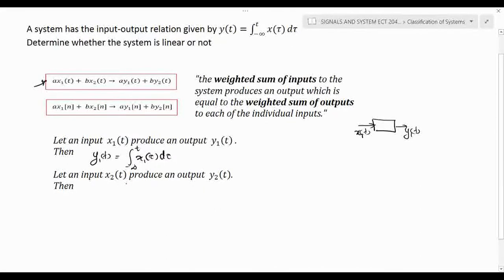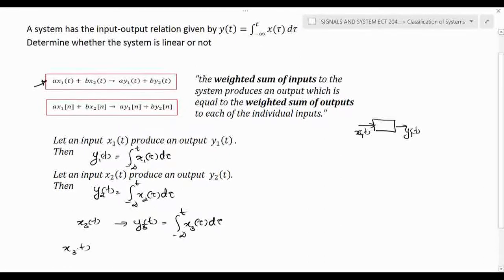And if the input is x2 of t, the output is y2 of t, so you can write y2 of t is equal to integral minus infinity to t x2 of tau d tau. Now we can consider a third input, which is x3 of t, and assume that the corresponding output is y3 of t. And this y3 of t I can write like this: integral minus infinity to t x3 of tau d tau.